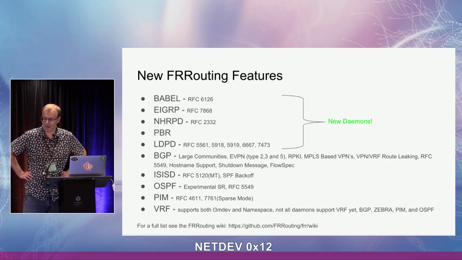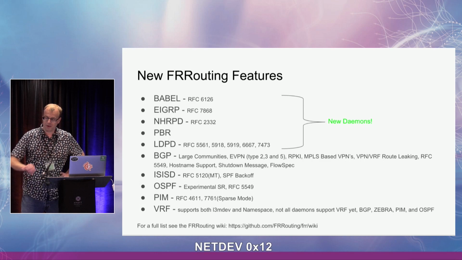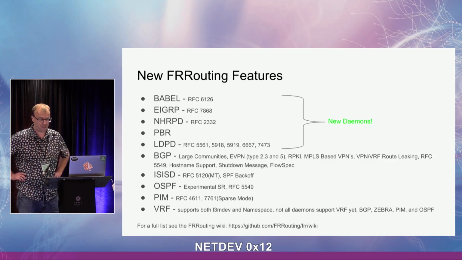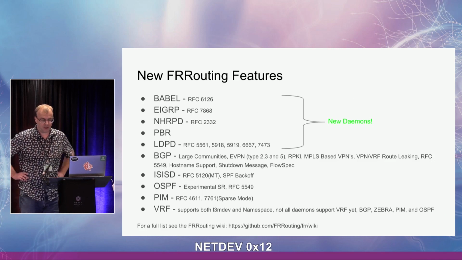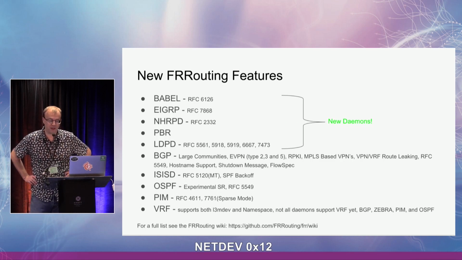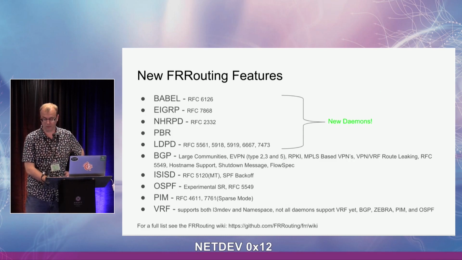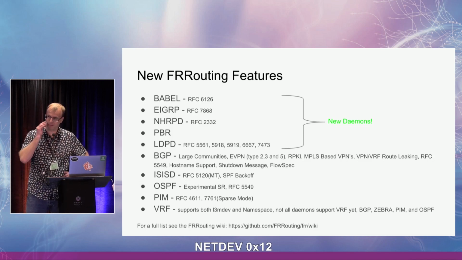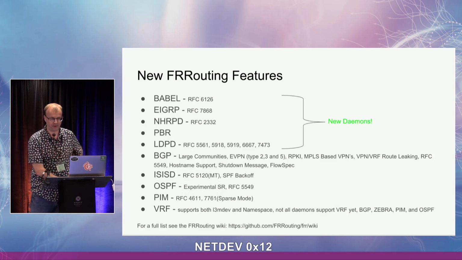In IS-IS, we've added multi-topology support and SPF backoff. In OSPF, we've got experimental segment routing, and it also supports 5549. We've added sparse mode to PIM, and we also added the ability to do VRFs, both using the VRF device and namespaces. The one caveat there is that not all daemons actually support VRF yet. You can really use VRFs with BGP, Zebra, PIM, and OSPF currently. And I don't actually have all the new routing features listed. You can go to the website at the bottom and see what we've added as well, if you're interested.